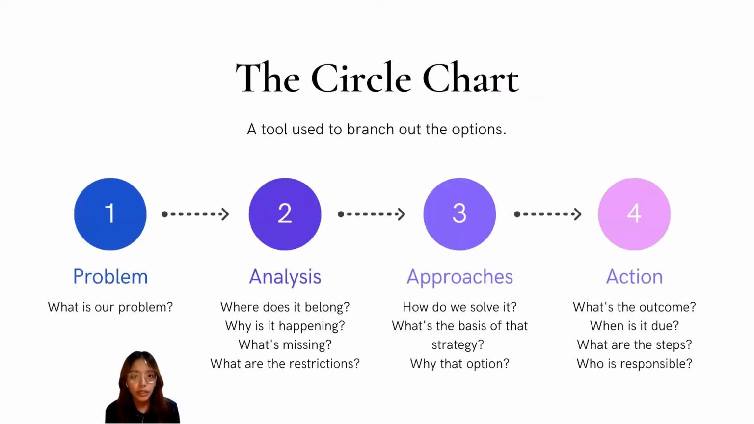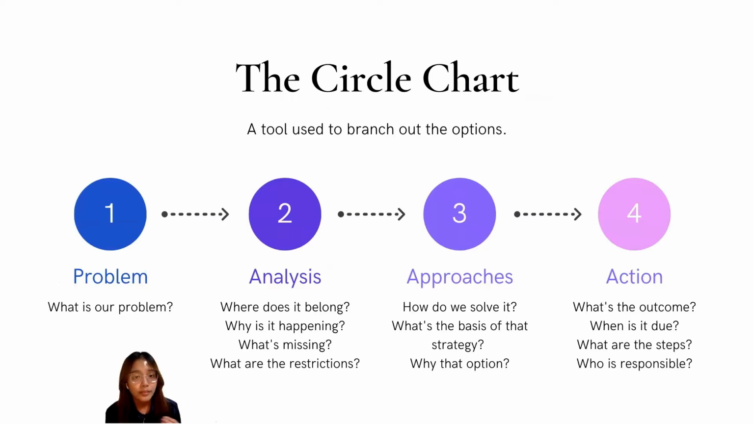So with the circular chart, we can break down the steps we need to diversify our options. First things first, we need to identify the problem that we want to solve. The second is analysis. In this step, each party needs to think and question the reasoning or the situation behind the problem. The third is approach.